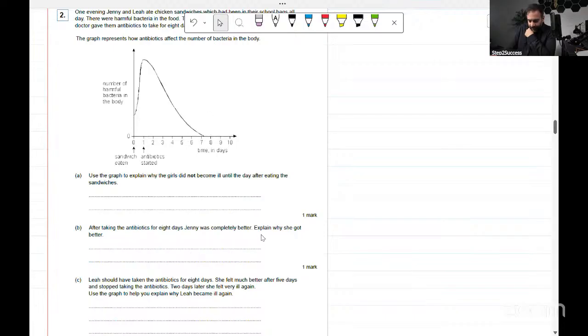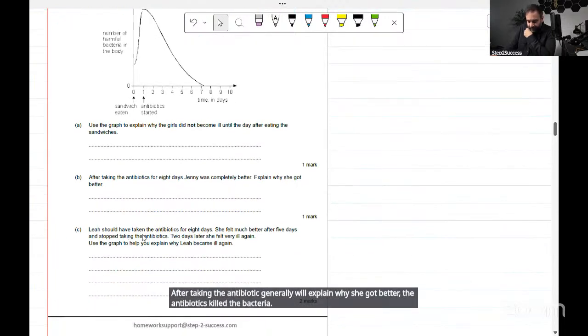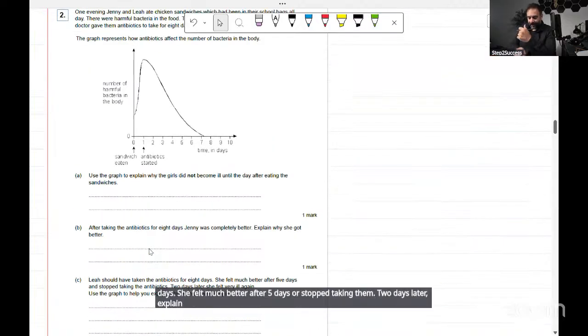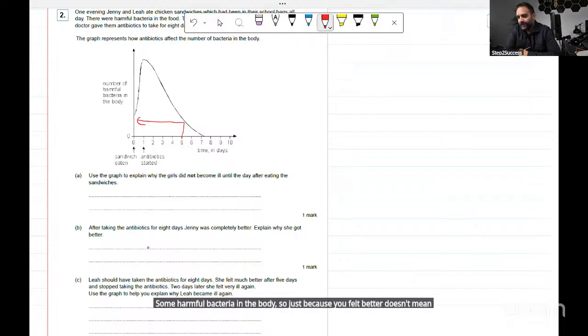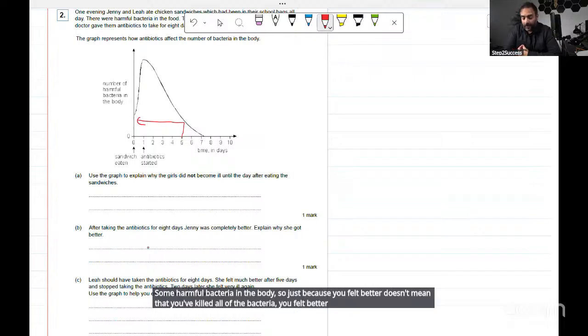After taking the antibiotics, explain why she got better. The antibiotics killed the bacteria. Leah should have taken the antibiotics for 8 days. She felt much better after 5 days and stopped taking them. 2 days later, explain why Leah became ill again. Well, after 5 days, there were still some harmful bacteria in the body. So just because you felt better doesn't mean that you've killed all of the bacteria. You felt better, but there's still harmful bacteria.